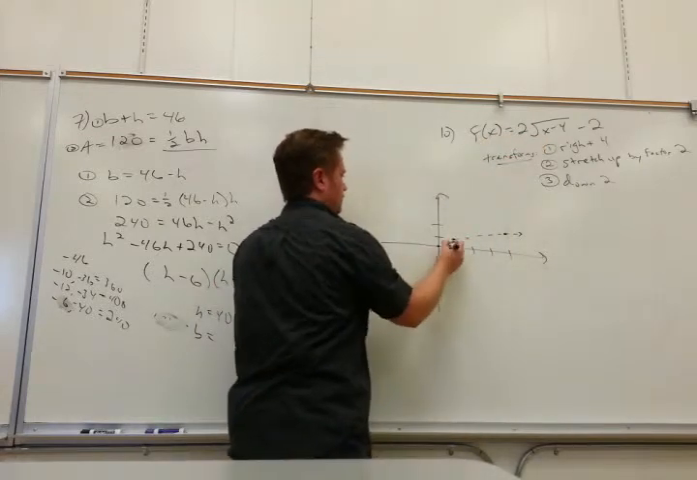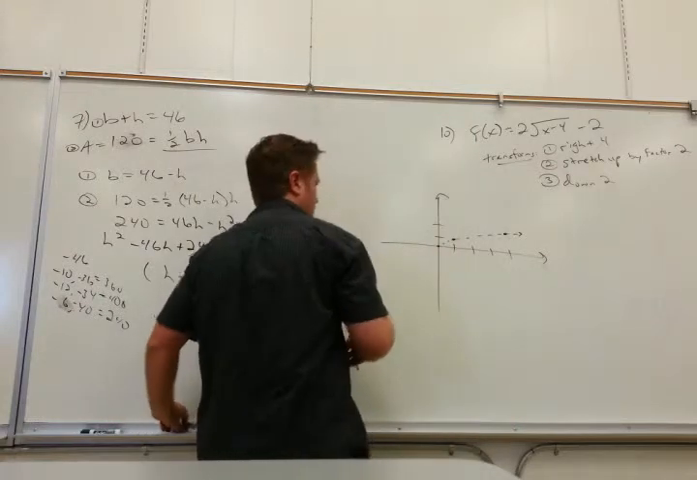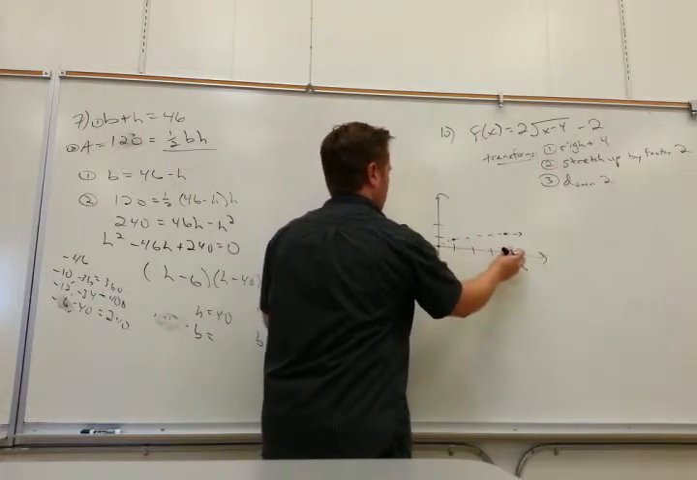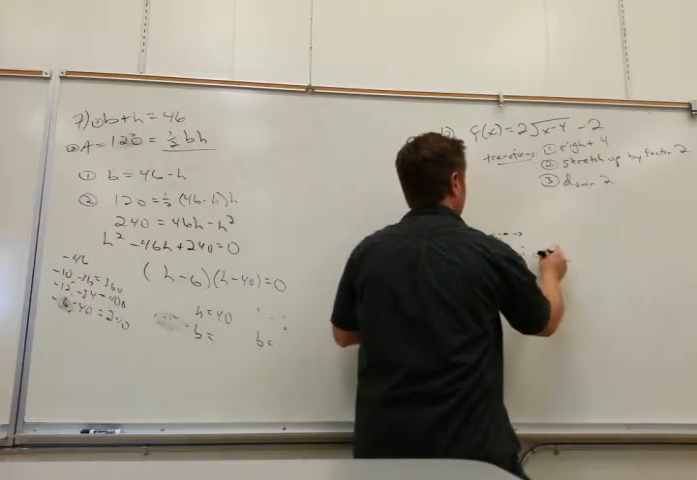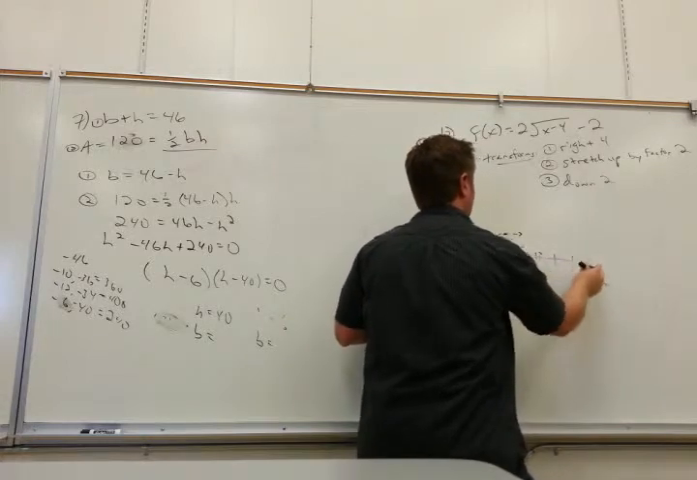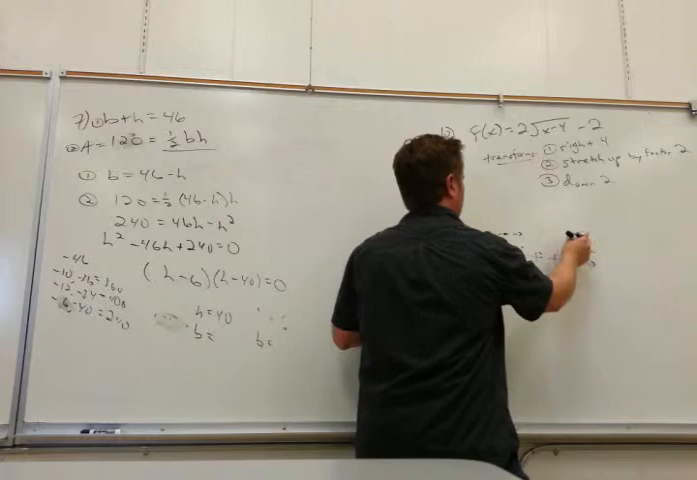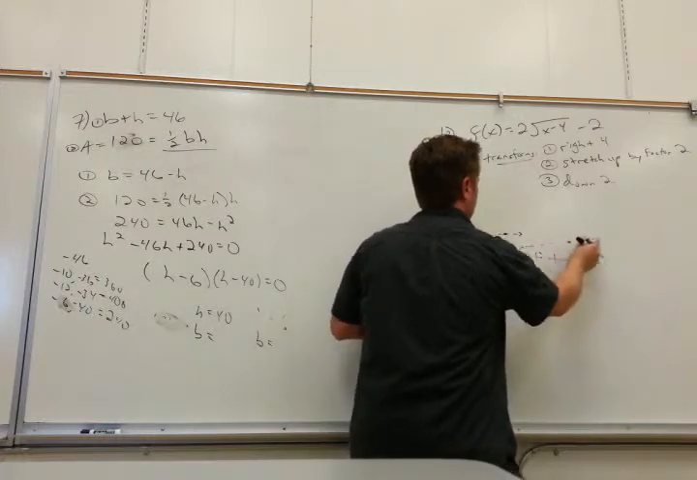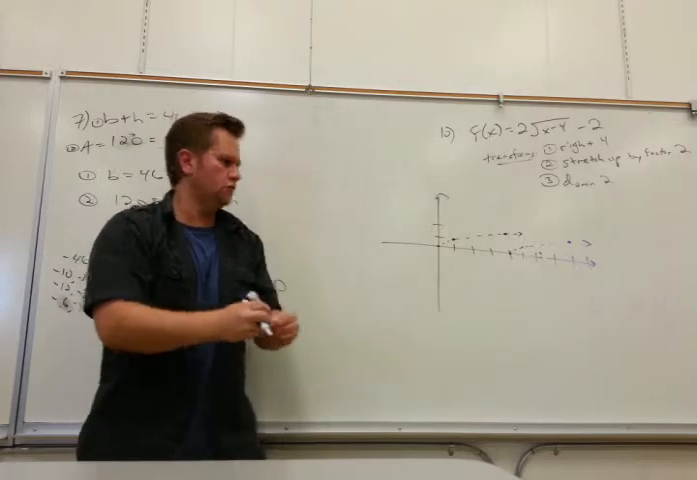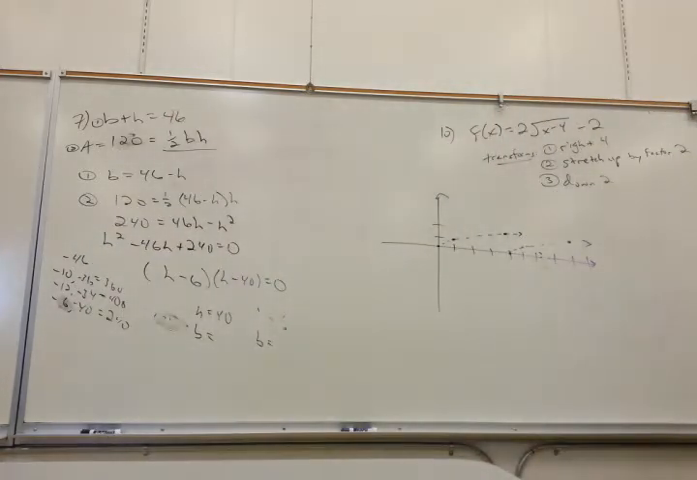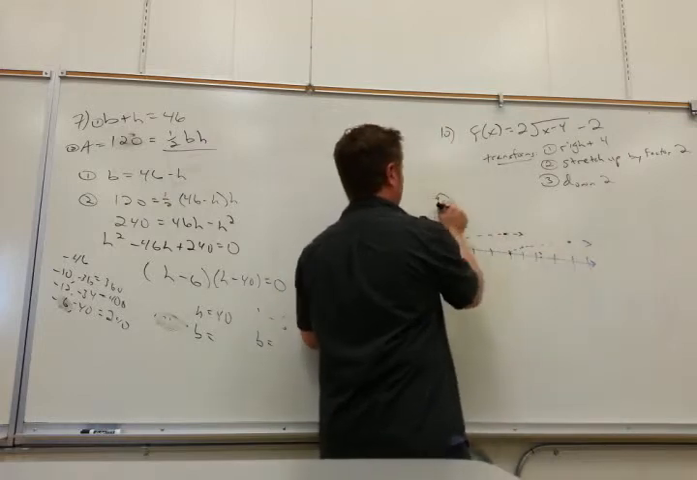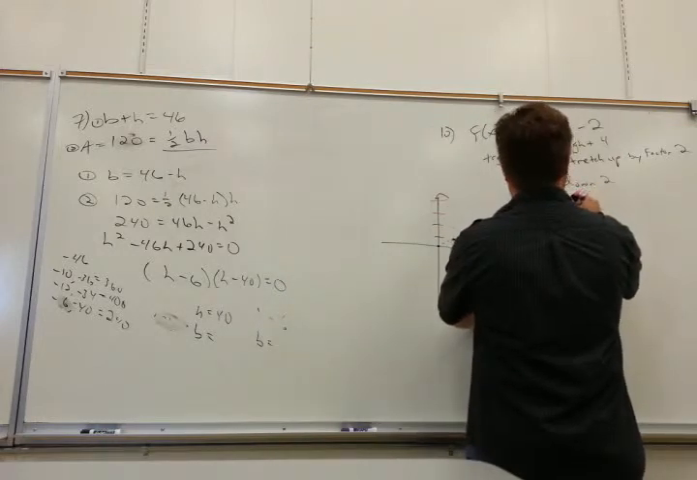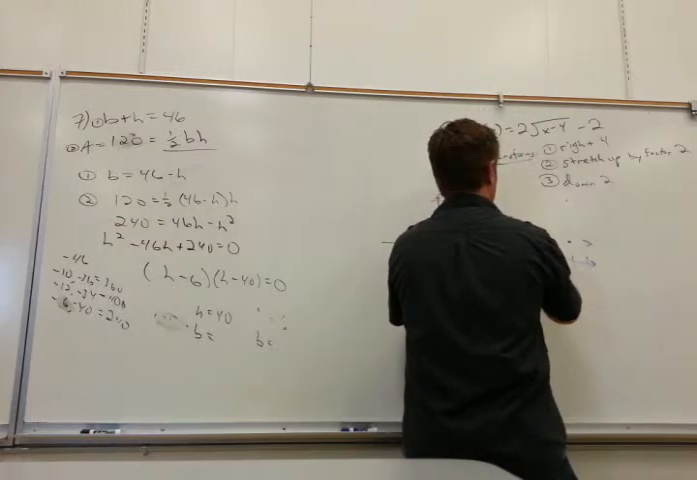Then you go right 4. We've got 2 colors today, I think. So this one goes 1, 2, 3, 4. This one goes 1, 2. Okay, so there it is so far. Then I'm going to stretch it up by a factor of 2. So 0 times 2 is 0. 1 times 2 is 2. 2 times 2 is 4. So here it is so far.